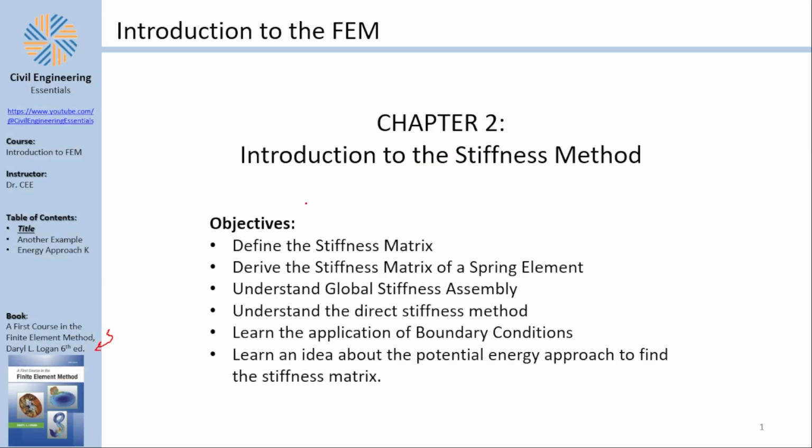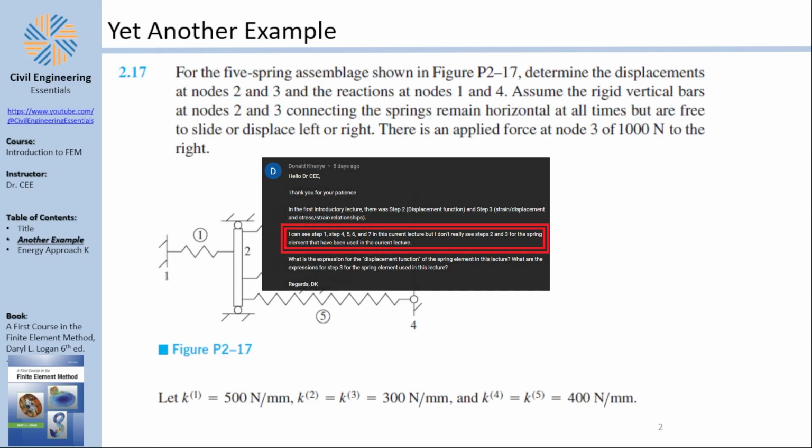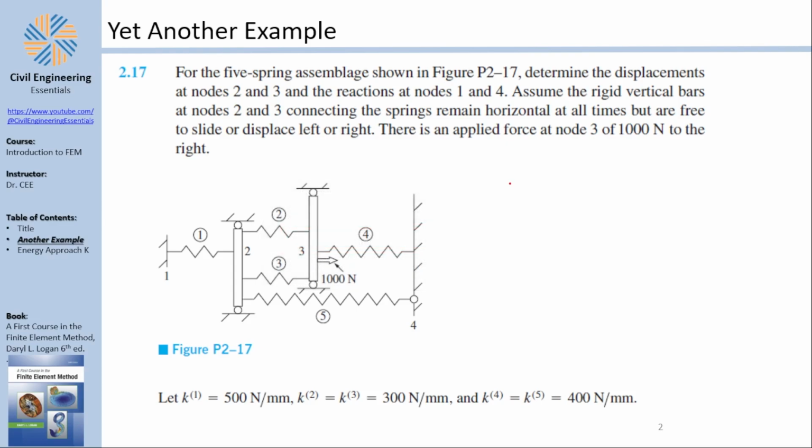Before I start, I had a nice comment from a subscriber, Donald Khani, who correctly mentioned that step 2 and step 3 from the multi-step finite element procedure mentioned in the first lecture, which is linked above, were missing. Those include the choice of displacement and stress-strain relationships.